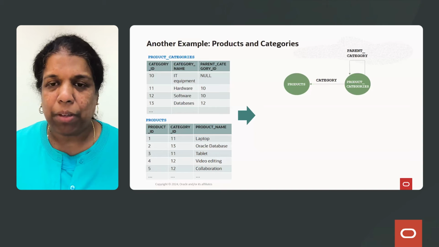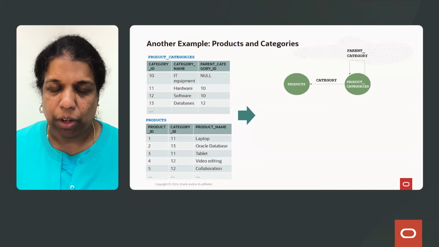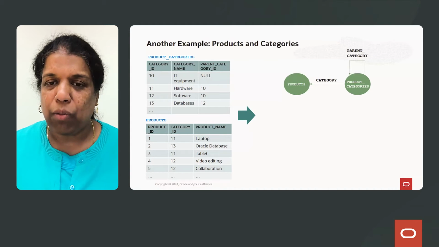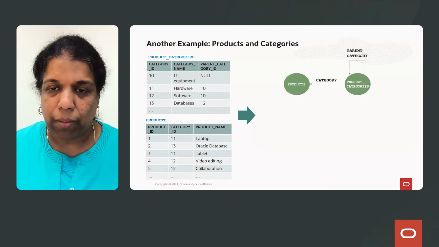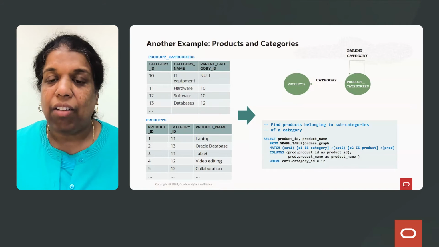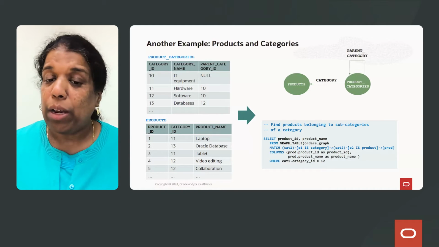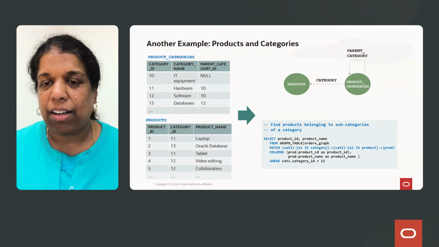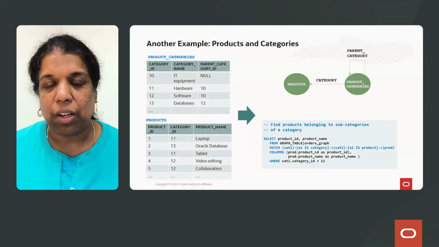So if I create a graph from this, I have the products vertex type, the product categories vertex type, and I'm capturing the information that a product is connected to a category and a category is connected to itself through the parent category information. So these kinds of hierarchical relationships can be traversed easily with this graph query syntax. And here I'm asking the question, find me all the products that belong to all the subcategories of a category. And you can see that navigating this kind of a hierarchical relationship is really easy with this new SQL syntax.